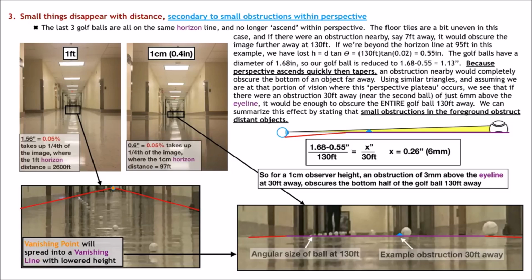I also want you to note how, when we had a 1 foot observer height, the red orthogonal lines where the corners met extended off into a distance roughly 2,600 feet away. But as we lowered our eye height, that vanishing point essentially became a vanishing line and merged into that purple line we see that is much nearer to us.